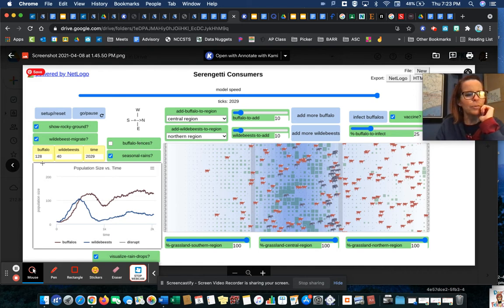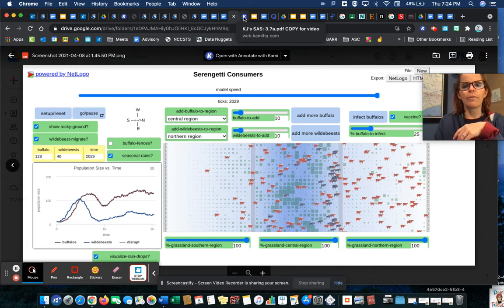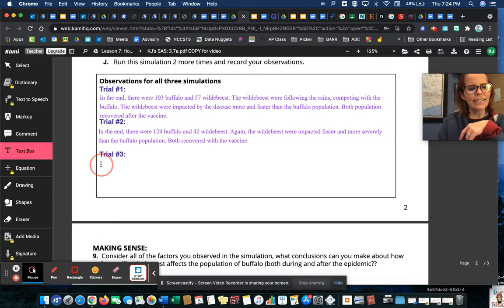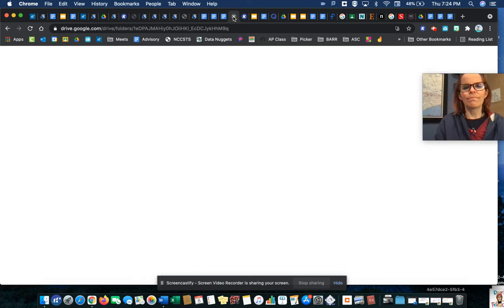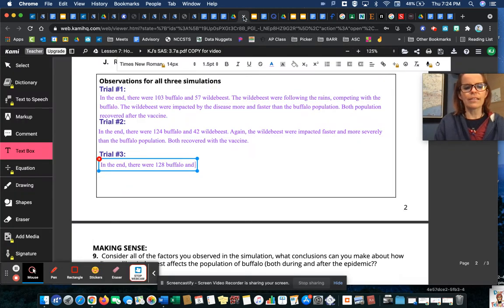Okay, 128 buffalo and 40 wildebeest. Something feels funny. That feels like the numbers changed. What did I screw up? I have no idea, but I'm going to go with it. So 128 buffalo and 40 wildebeest. So we will go with that. So let me figure out where we're going to write that. So in the end, that's how we always start these, right? In the end, comma, there were 128 buffalo, and what did I say? 40? 40 wildebeests.